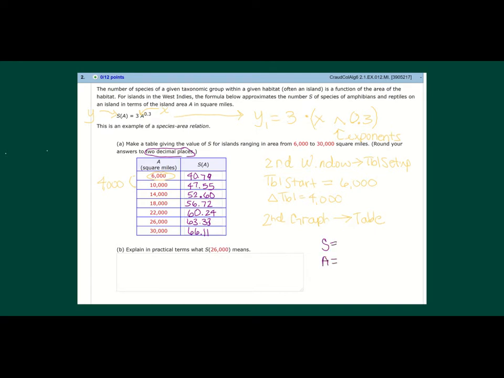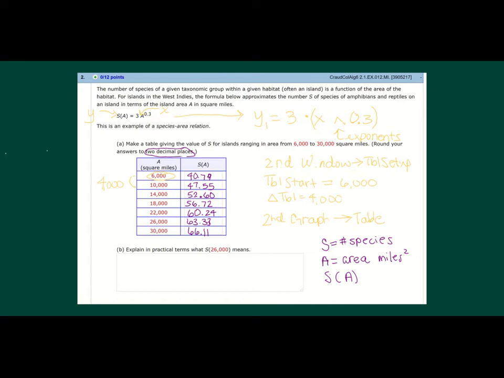S represents the number of species of amphibians and reptiles on an island. Specifically, the number of species on that island depends on how big the island is in terms of its area in square miles. Okay. So once you've labeled what S and A are, and you know that S is a function of A, you can start to talk in practical terms. Back in context is what that really means, to use the context, what S of 26,000 means.